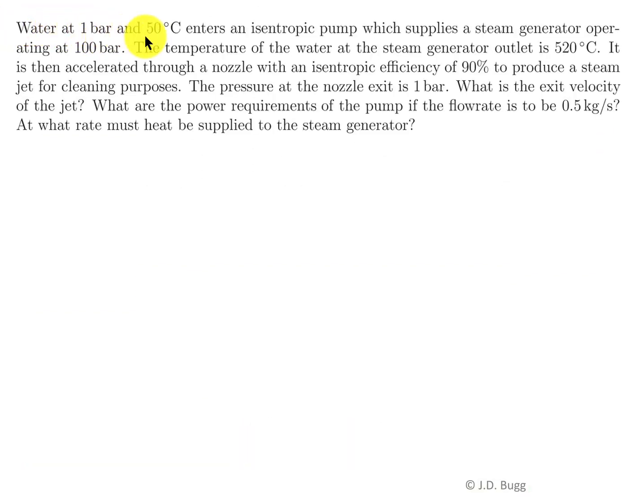Water at 1 bar and 50 degrees C enters an isentropic pump which supplies a steam generator operating at 100 bar. The temperature of the water at the steam generator outlet is 520 degrees C. It is accelerated through a nozzle with an isentropic efficiency of 90% to produce a steam jet for cleaning purposes. The pressure at the nozzle exit is 1 bar.